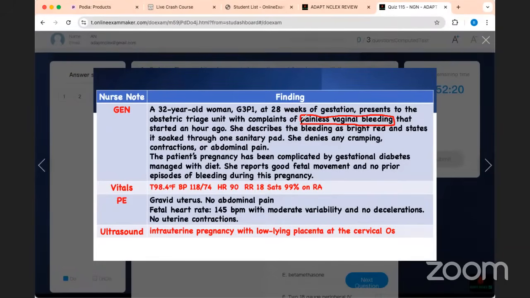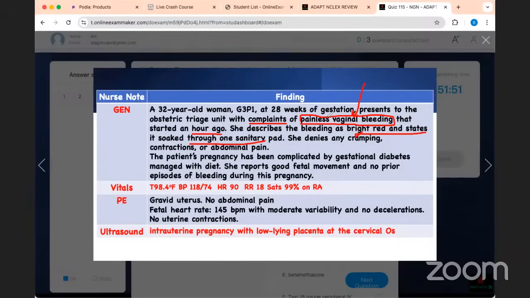Every time they say she came in with a complaint, this is your boy. This is the one you're going to focus on. It tells you why the patient is in the hospital, and so you can't make a diagnosis without addressing that. It started an hour ago, so it's an acute problem. She described the bleeding as what? Bright red, and states it soaked through the sanitary pad.